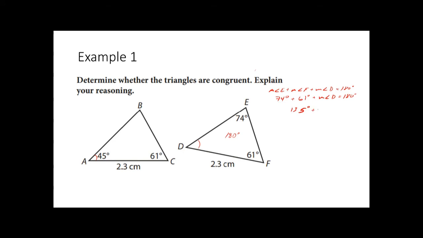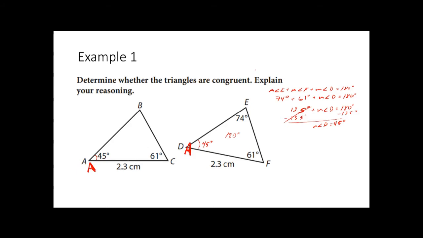135 degrees plus the measurement for angle D equals 180. Subtraction property. There we go. Very nice. That cancels out, so we get the angle measurement for D equaling 45 degrees. Hey, how about that? So that means this angle is 45 degrees. Okay, so we have an angle. We have an angle. I'm just writing A for angle, because we're using that theorem.